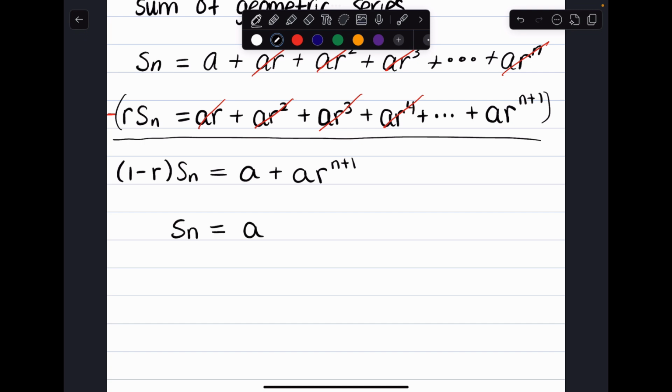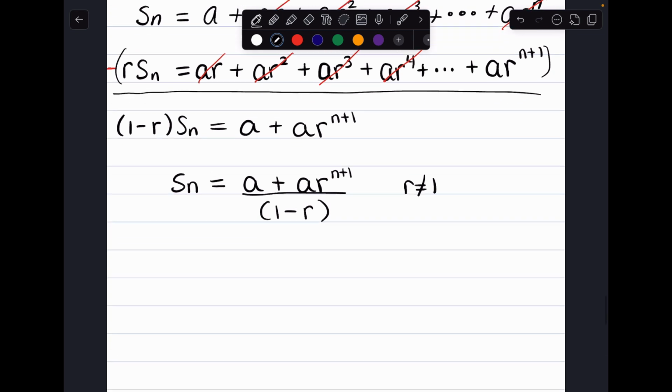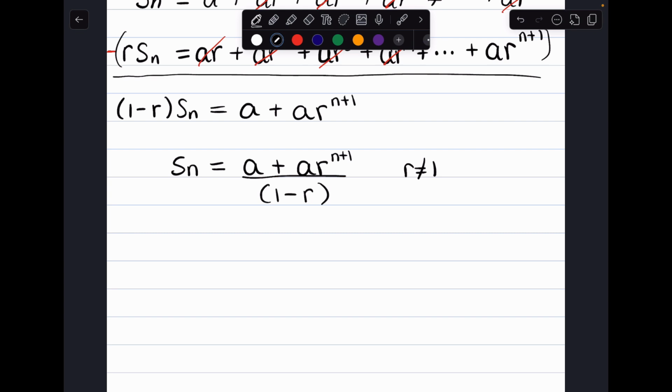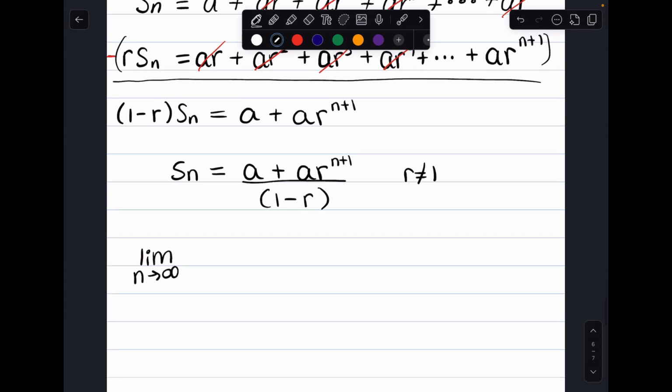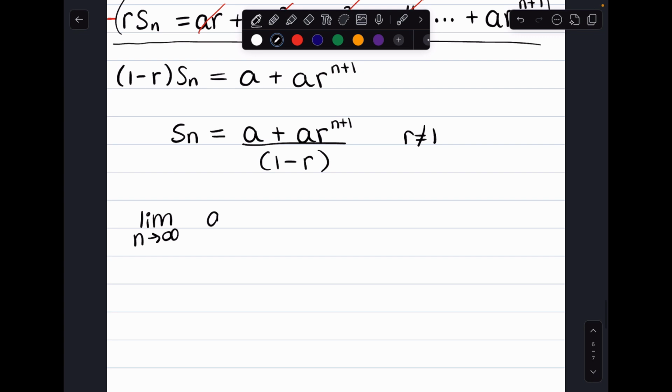And now here we can actually write what our nth partial sum is going to be. We have a minus a times r to the n plus 1 divided by 1 minus r. Now given r is not equal to 1. If r were equal to 1, our denominator would be 0. So we're excluding that case here. And now we can look at what happens to the limit as n goes to infinity of our S sub n, or a. I'm going to factor the a out. We have 1 minus r to the n plus 1 divided by 1 minus r.